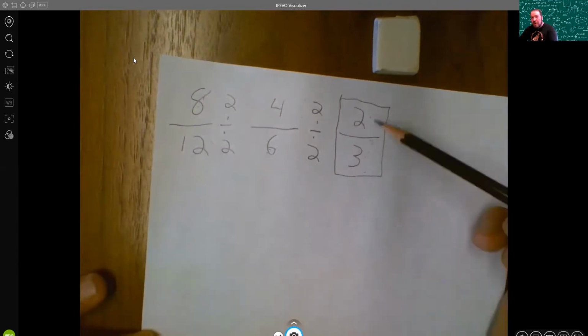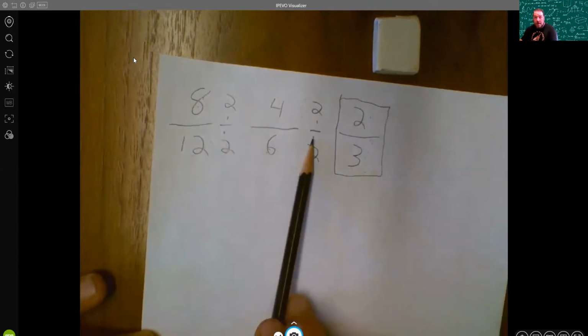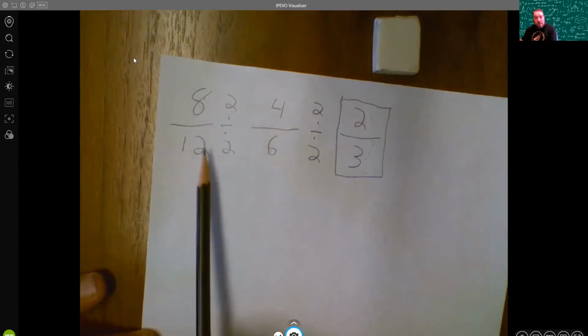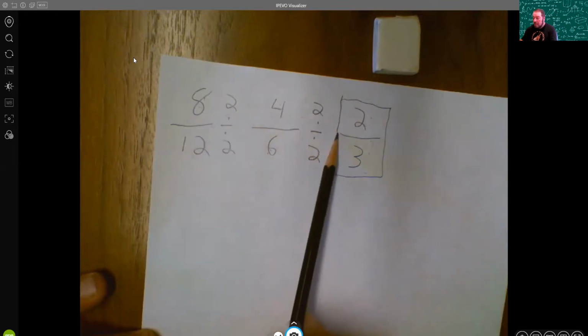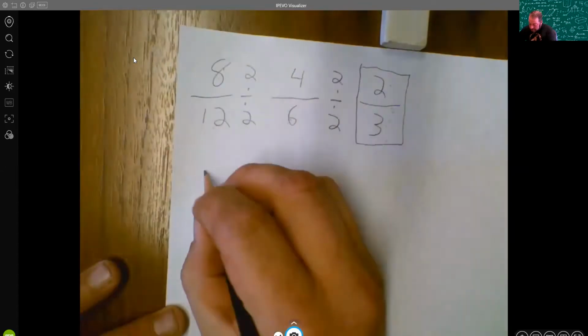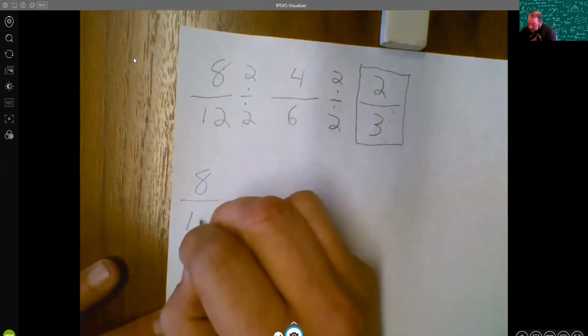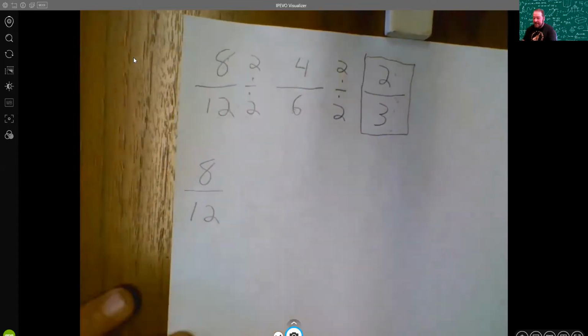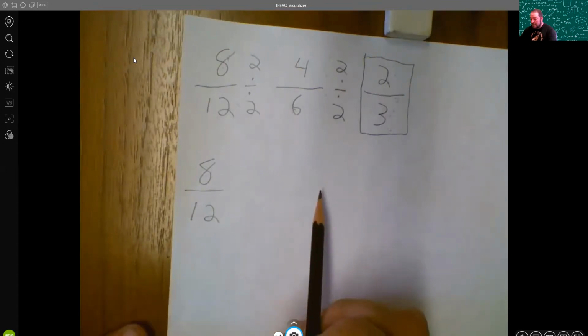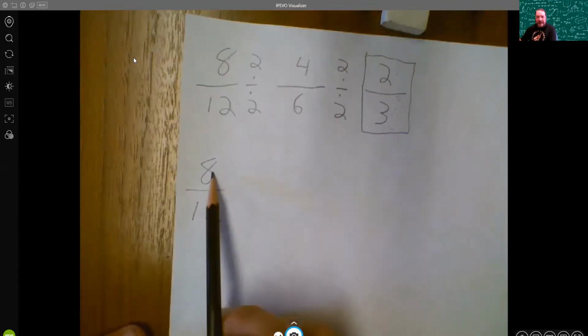Now, there's a faster way to do this. This took me 2 steps. The more steps I do, the more mistakes I can make in dividing. And it takes a little bit longer, right? So if we had our 8/12, the fastest and easiest way to do this is to find the factors of each number. Find the factors of the numerator, find the factors of the denominator. Remember, factors are numbers that divide into a number.